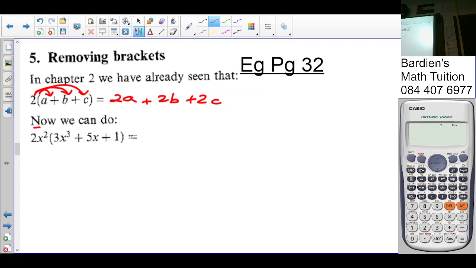Alright. Now we can do. You write the sum down, and I want you to work that sum out for me quickly. You've got 2x squared times (3x cubed plus 5x plus 1).